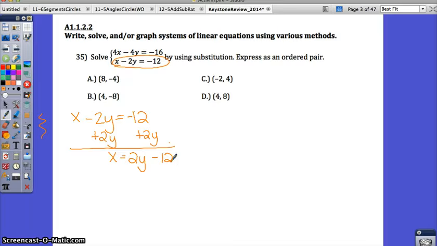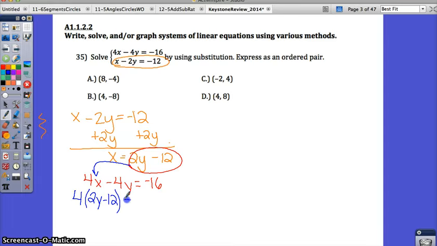Okay? Now take what x equals. Take this. X is equal to this whole thing. You're going to put that into the second equation. So my second equation is 4x minus 4y equals negative 16. So actually it's the first equation here, but put it into whatever equation you didn't use. So this is going to go right in for what x is. You're going to replace x with 2y minus 12. So we would have 4 times, you got to put that whole thing in for x. So you need parentheses there, 2y minus 12, then minus the 4y equals negative 16.